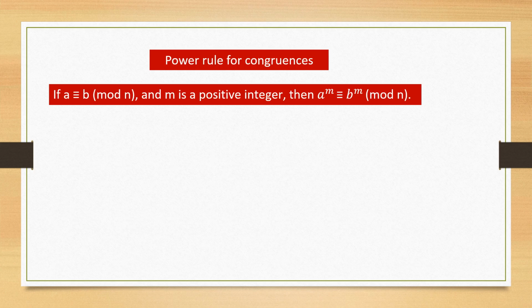This is the most useful property of congruences, the power rule for congruences. If a is congruent to b modulo n and m is a positive integer, then a raised to the power m is congruent to b raised to the power m modulo n. So we will learn how to use these properties in solving problems.